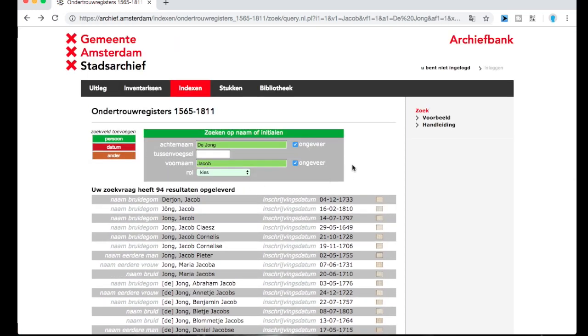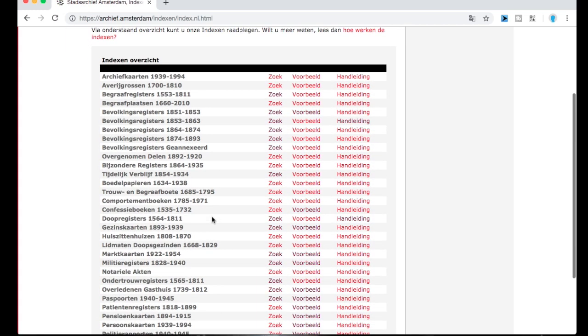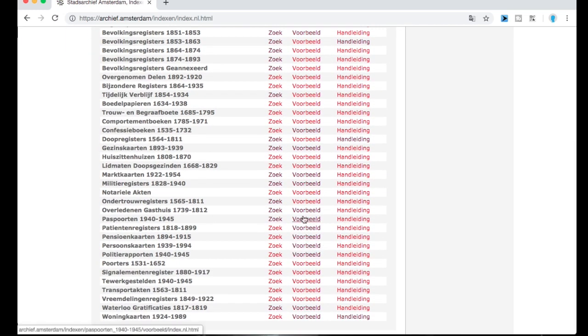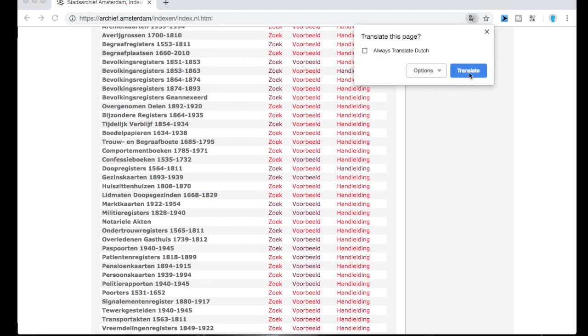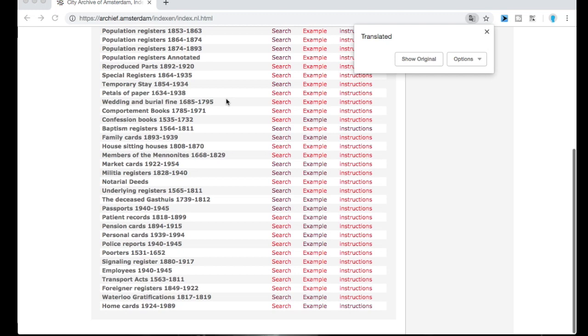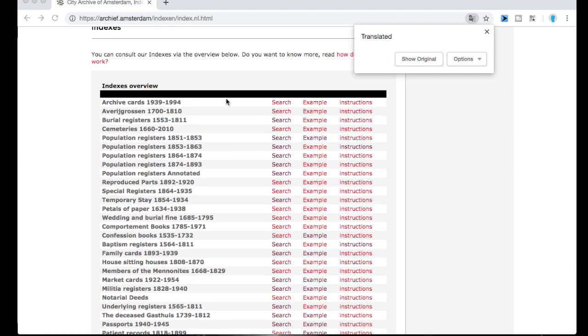So now that we have gone over the basics of the index, how to search through it, what's available, how to learn about each catalog, I highly suggest translating this page if you don't speak or understand Dutch, and just kind of searching through and seeing what is available.